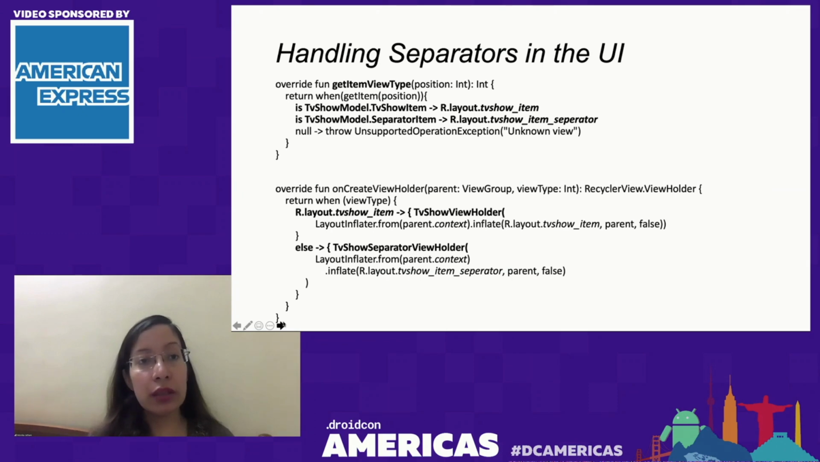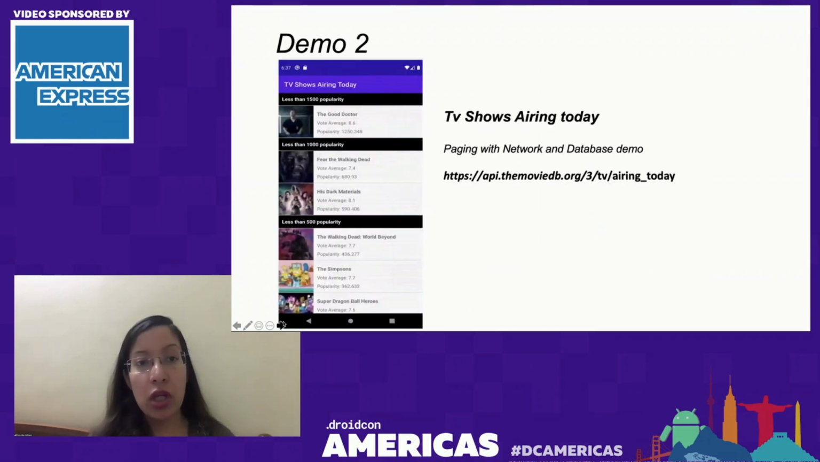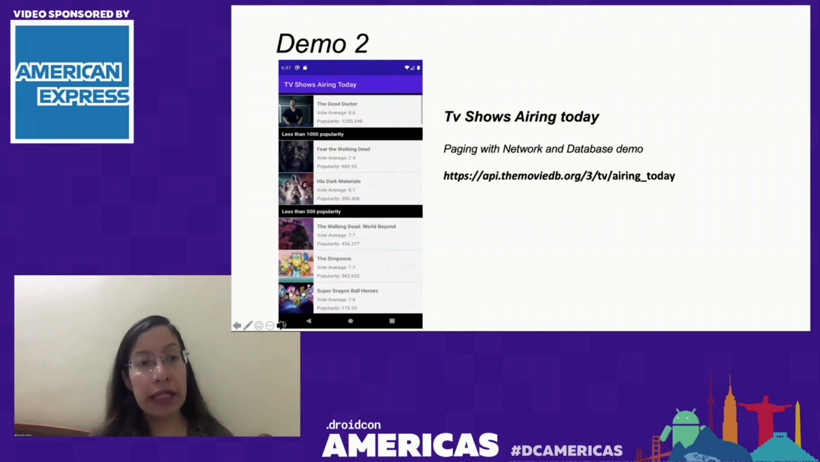So, when you have these separators, you need to have their layout, and you need to use this getItemViewType in your adapter. Based on the view type, you need to incorporate the separator part also in your onCreateViewHolder and onBindViewHolder. So, moving on to the second demo.